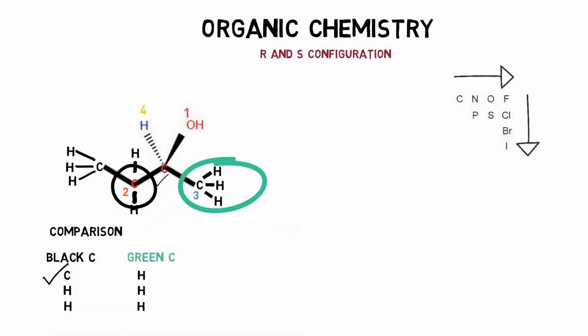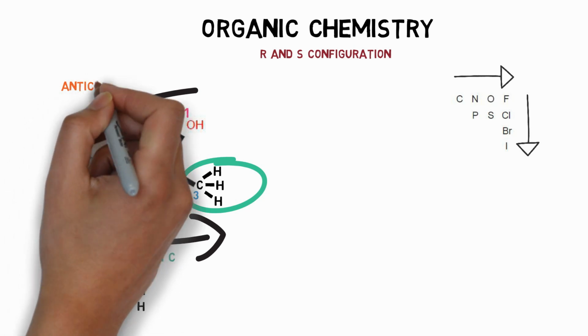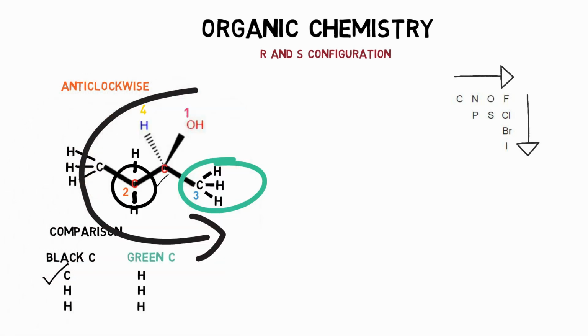Now we trace the path 1, 2, 3, 4 around the compound. The group number 4 is on the dash and going away from us. On another note, remember, we'll always try to make sure that our number 4 is on the dash. So let's come back to the compound. We trace the numbers, and the path we trace is anticlockwise, so we call it S configuration. If the traced path was clockwise, we would call it R configuration.